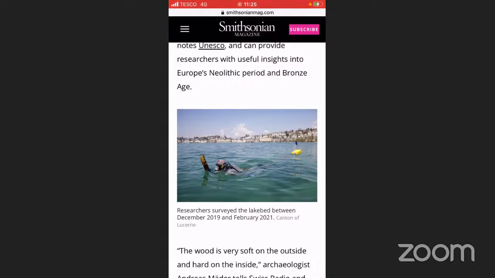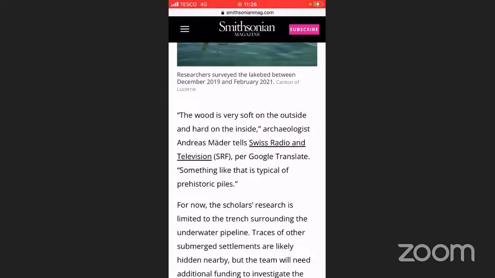The wood is very soft on the outside and hard on the inside. So something like that is typical of prehistoric piles. So soft on the outside and hard on the inside, right? You know, Gough is the reverse of that. He's hard on the outside, but soft as a nice, fluffy strawberry centre. Isn't that right, Gough? So something like this is typical of prehistoric piles.